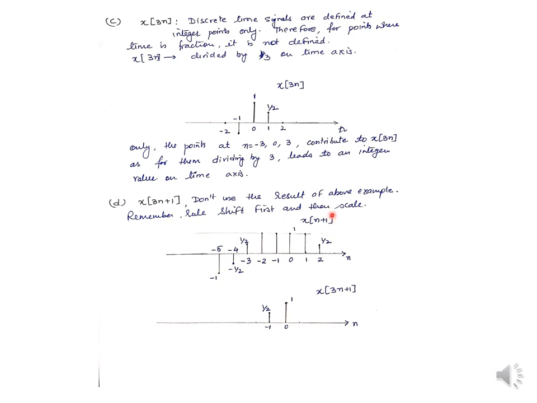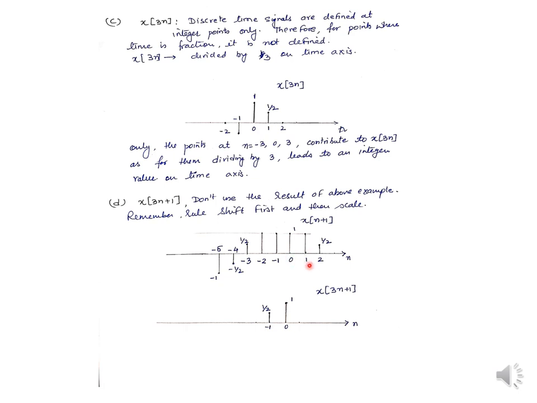Now you have to find the answer of x of 3n plus 1. That means you have to scale this signal by 3. So multiplication on the time axis means that you have to divide by 3. When you divide 2 by 3, it is 2 by 3, a fractional value, so we are not going to use it.